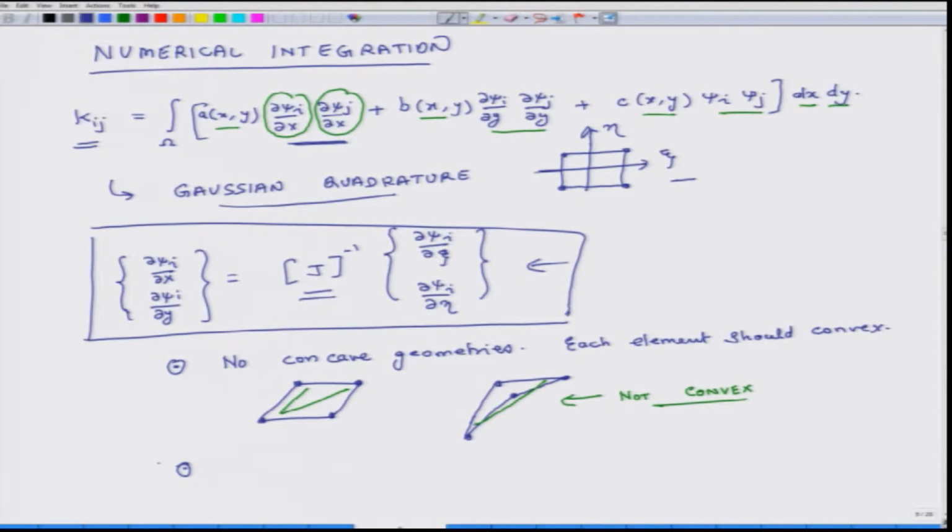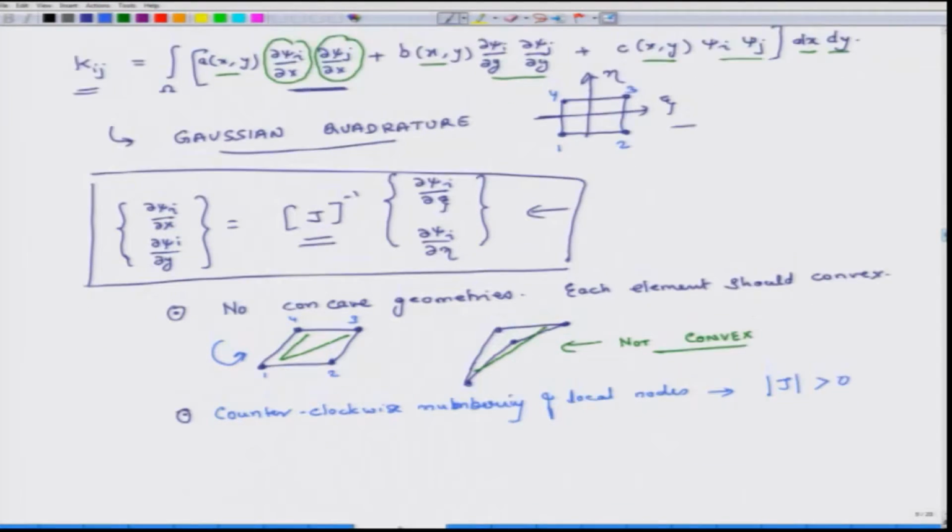Second thing we learnt was that whenever I number the nodes, the local numbers, I should go in a counterclockwise way, because that is how we number the master element as well. So, counterclockwise numbering of local nodes. This ensures that the determinant of J is greater than 0 as long as the element is convex.